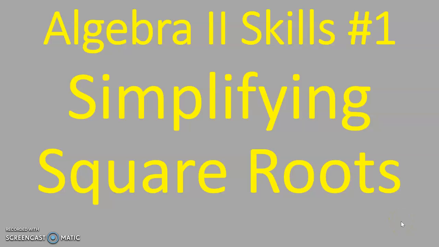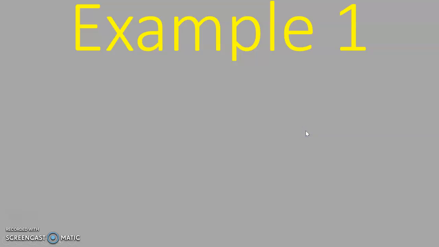Okay, Algebra 2 skills number 1, simplifying square roots, and we're going to keep these without variables. So looking at our first example here, we have the square root of 20. There's two different methods of doing this. One method will be to look for the largest perfect square that goes into 20.